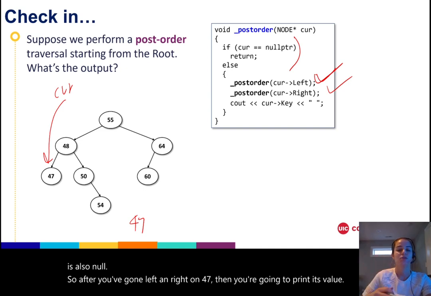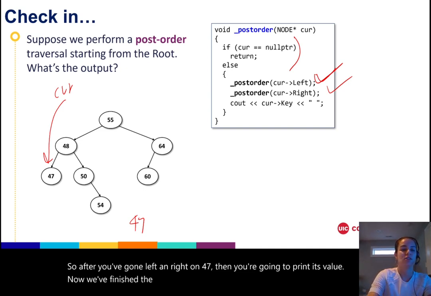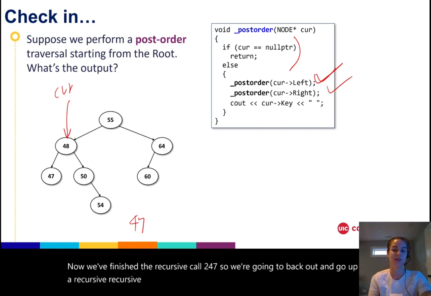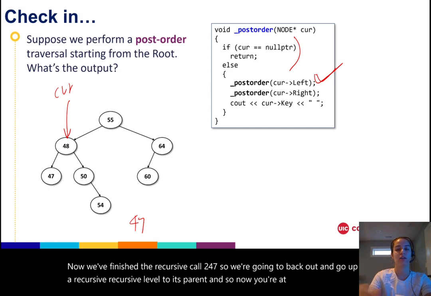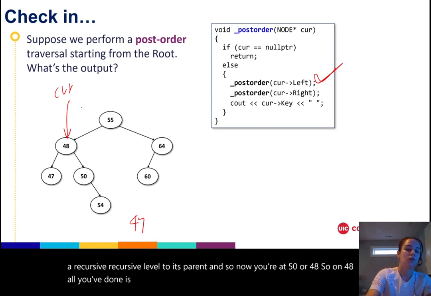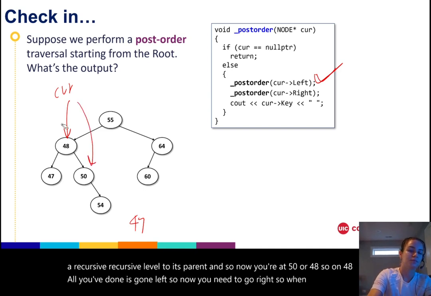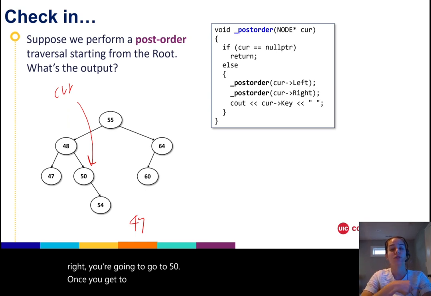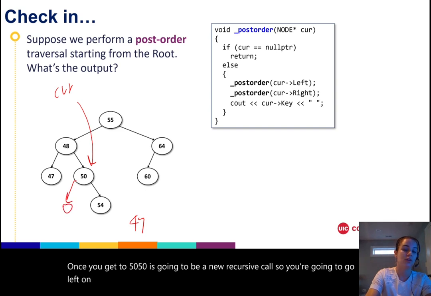Now we've finished the recursive call to 47, so we're going to back out and go up a recursive level to its parent, and so now you're at 48. So on 48, all you've done is gone left, so now you need to go right. So when you go right, you're going to go to 50. Once you get to 50, 50 is going to be a new recursive call, so you're going to go left on 50, which is a null pointer. So it's going to bring you right back out.